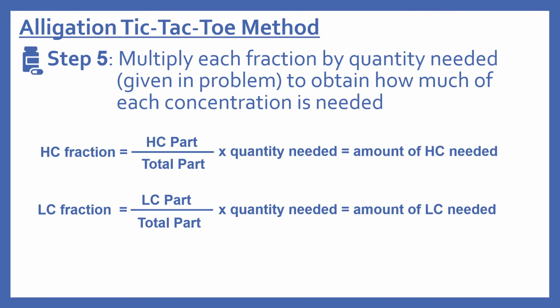Now we're going to multiply each fraction by the quantity needed. Remember, this is given in the problem, and this will allow us to obtain how much of each concentration is needed. So we'll take our high concentration fraction, which is our high concentration part over our total concentration part, multiply that by the quantity needed. That will give us our amount of high concentration solution needed. Then for our low concentration fraction, it's the low concentration part over the total part. We'll multiply that by the quantity needed. That will give us the amount of low concentration needed.